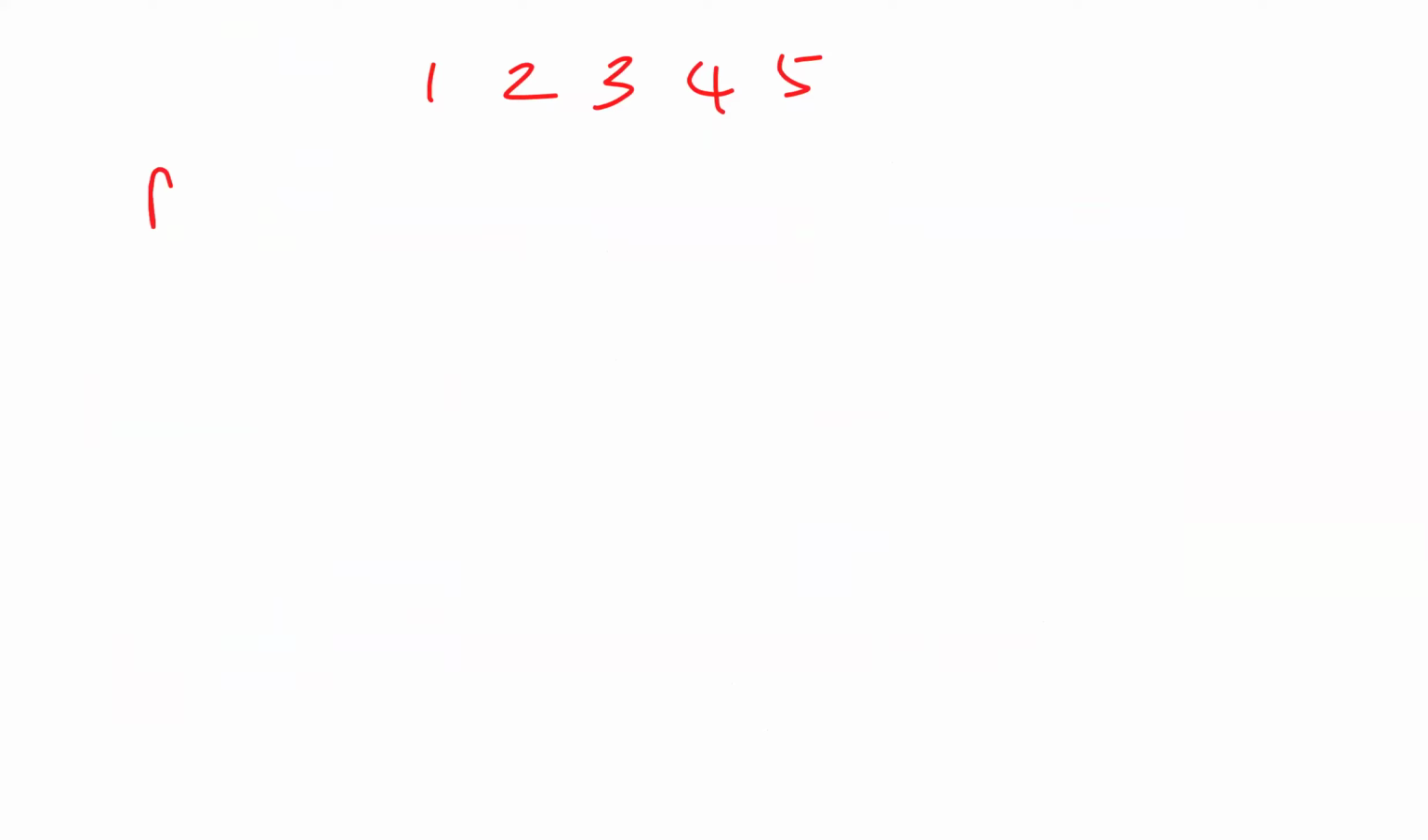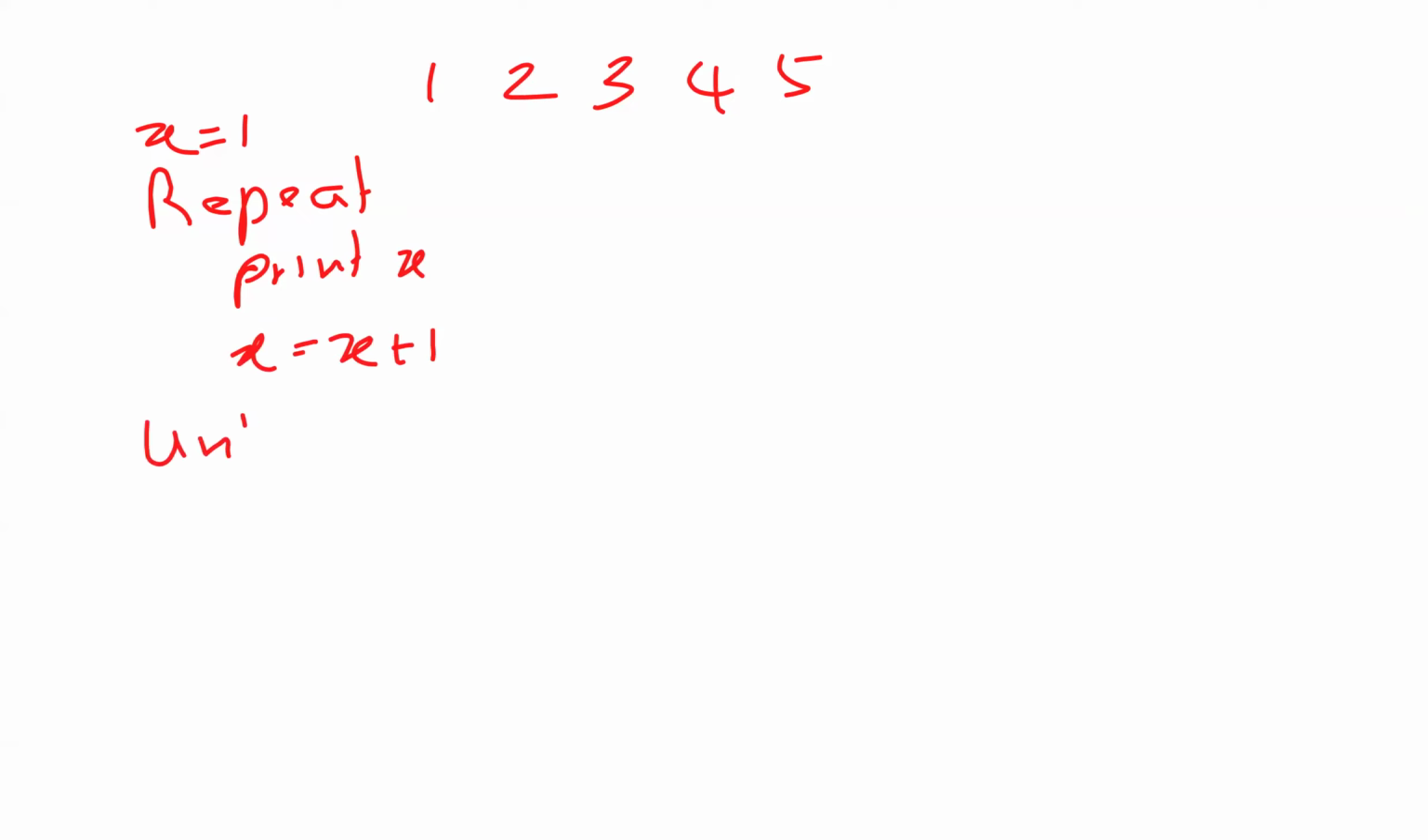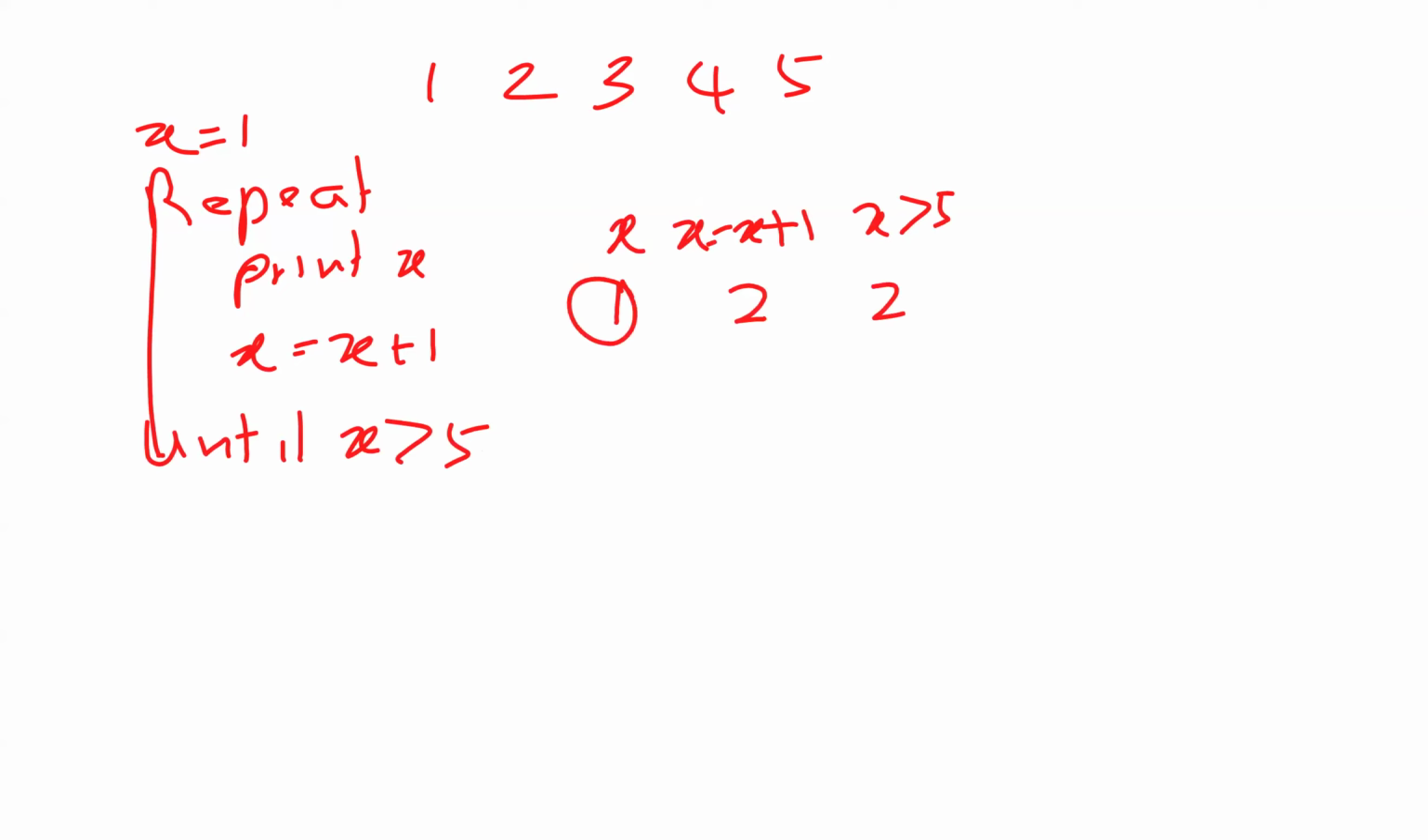Repeat. First, you have to say x equals 1. Then repeat, print x, x equals x plus 1, until x less than 5. No, not x less than 5, x greater than 5. Now what happened? Now x is 1. Print x, then x becomes 2. Is 2 greater than 5?